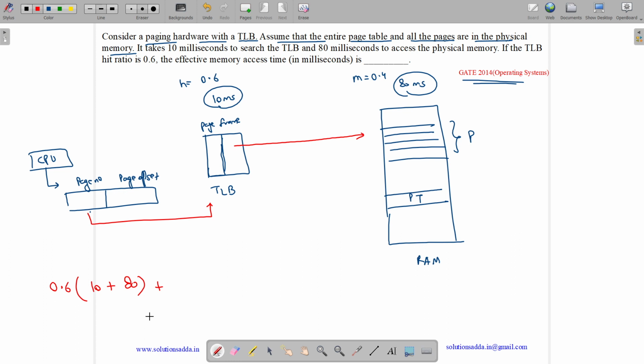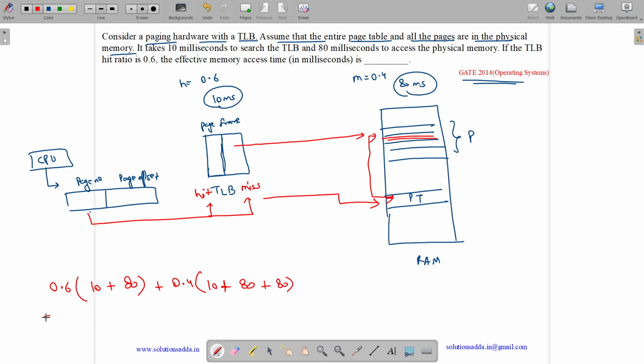Now what can happen in the second case? Here we got a hit. Now let us suppose we got a miss. So 0.4 of the time, we got a miss. So TLB access is there, and now we got a miss. So what do we need to do? We need to go to the page table. So we go to the page table. The main RAM access time is 80 milliseconds. Now we get the corresponding page frame entry. Now using that entry, we go to the corresponding frame. So again we need one more access for the frame.